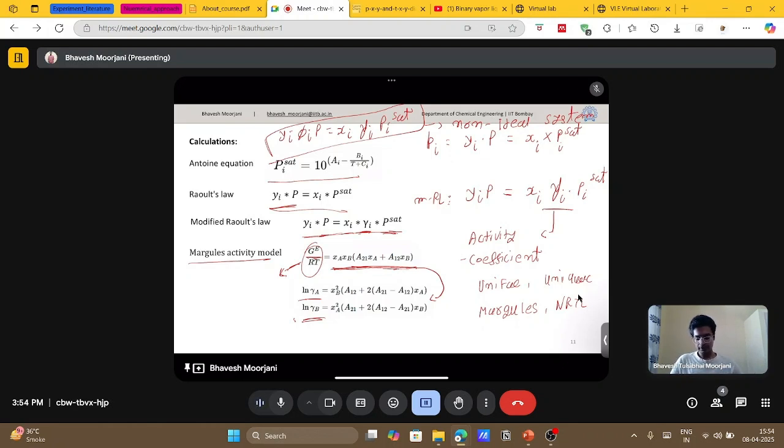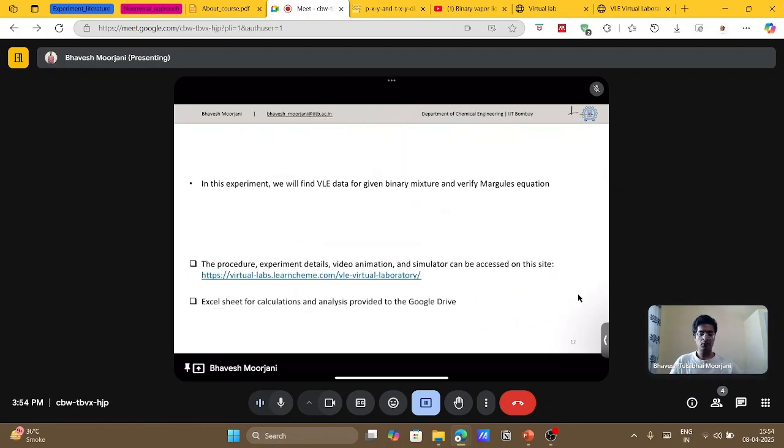So what we will do in this experiment is, first we will generate the VLE data from the experiment. We will use that data to find the activity coefficient using the Margules model, and then check how much error we are getting with respect to experiment, so that once we compute this activity coefficient, we can calculate VLE data at other, unknown conditions, right? So this is how the whole experimental idea is.